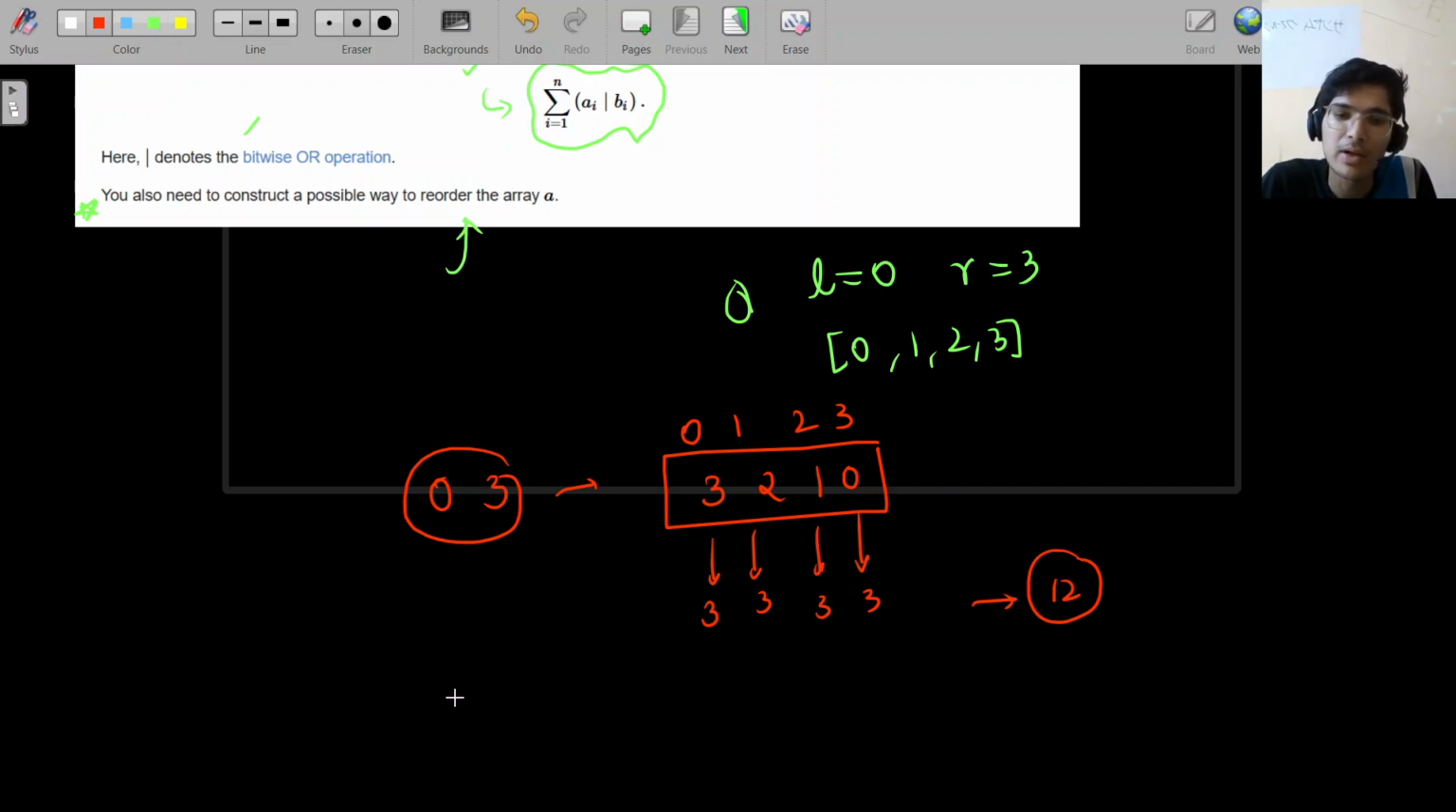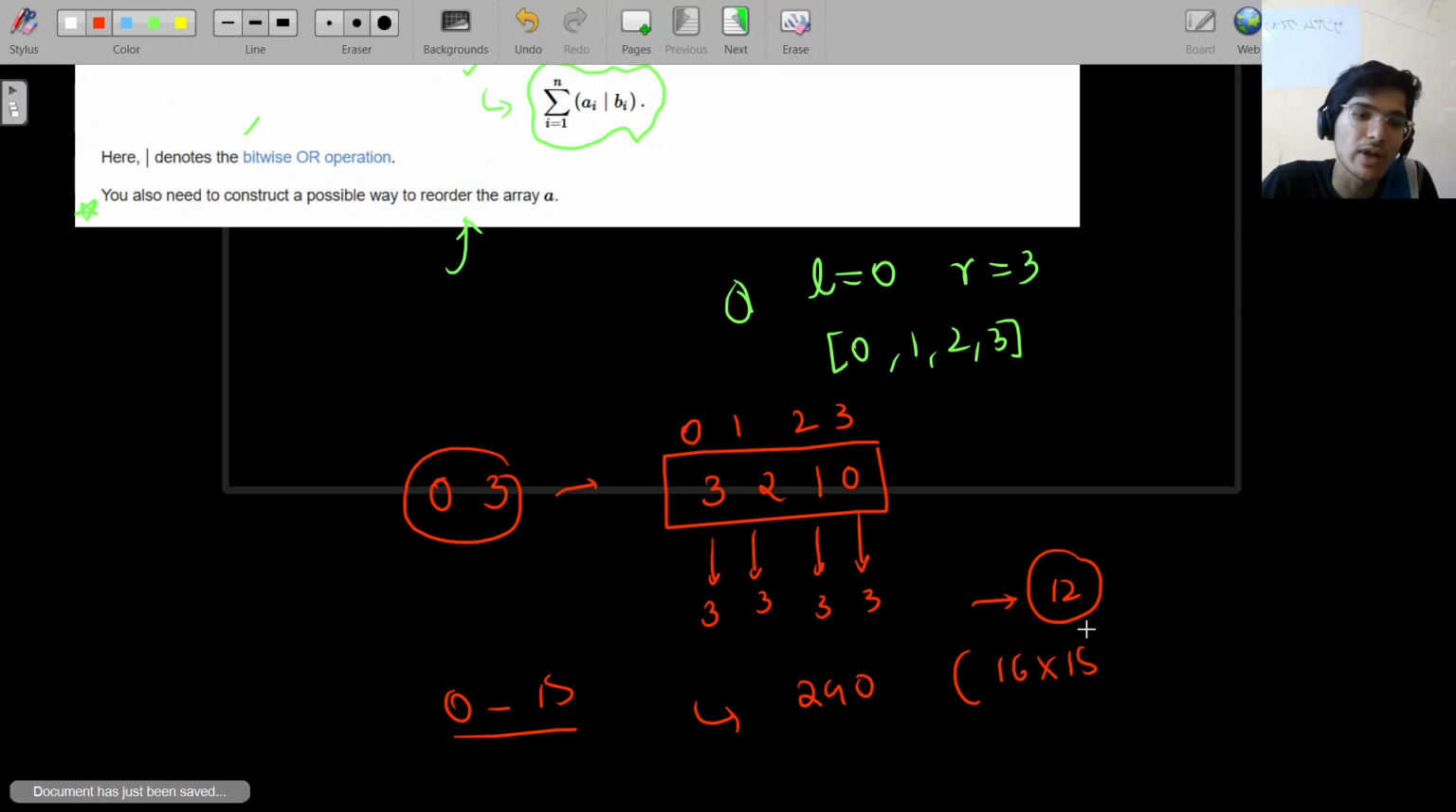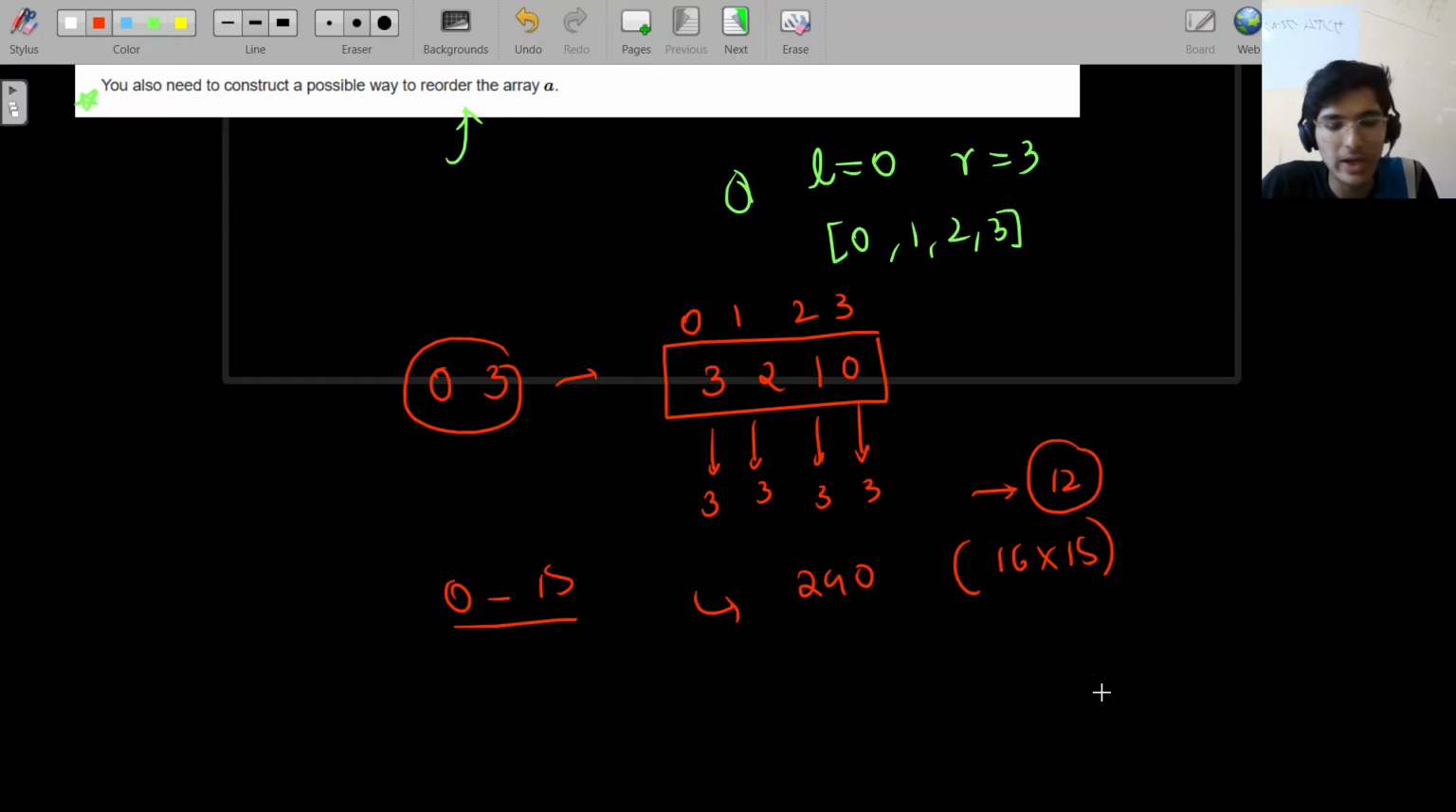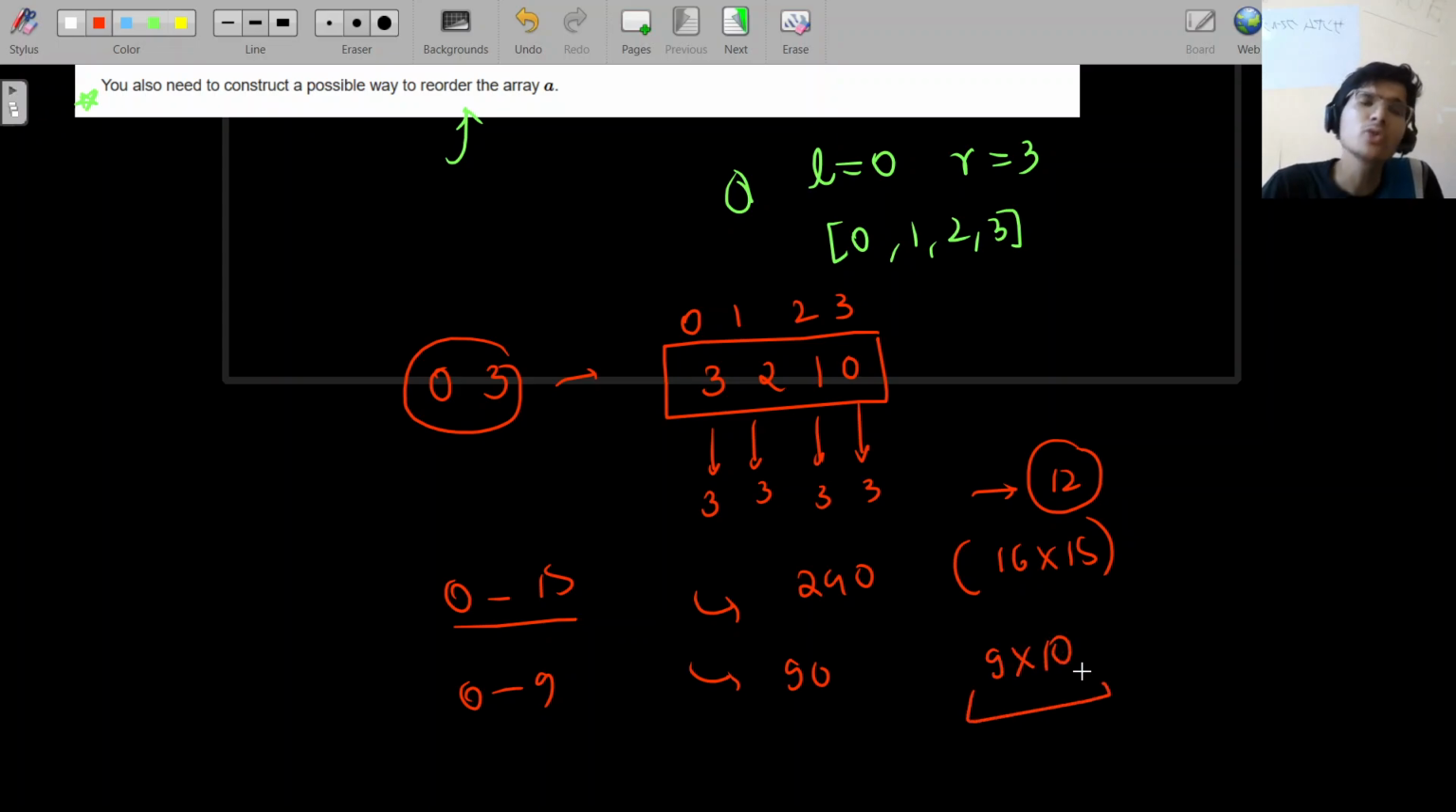And then we also saw the 0 to 15 one. This is also giving an answer of 240, which is surprisingly 16 into 15. Hmm. Okay, and also for 0 to 9 the answer was 90, which is nothing but 9 into 10. From here you should get a hint. Okay, there is a pattern. We got some hint about the value.